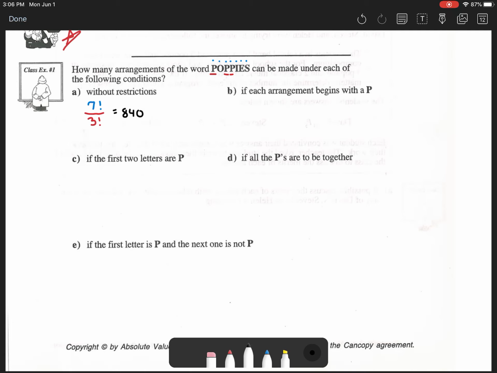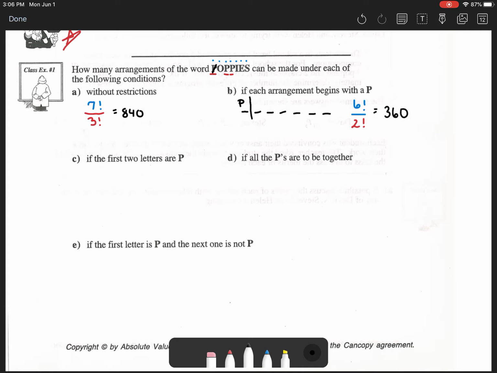In B, it says, if each arrangement begins with a letter P. Again, there are 7 letters that I want to arrange, but the first has to be a P, so I make that happen. It gets taken out of the calculation in the sense that I just cross off 1 P because it's going to be first. So what I have now are 6 remaining things to be ordered, and of those 6 remaining things, there are now 2 repeating P's. So you just go 6 factorial divided by 2 factorial, and that gives you a total of 360.